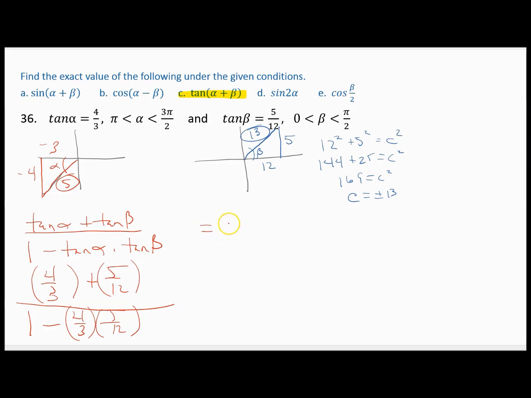So I'm going to come up here. I need a common denominator, and that's going to be 12. So I'm going to multiply this by unity fraction of actually 4 over 4. Okay, so 4 over 4. And that's going to give me, 4 times 4 is 16/12 plus 5/12.